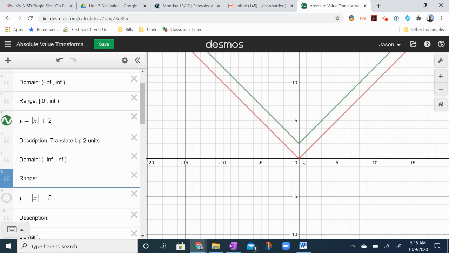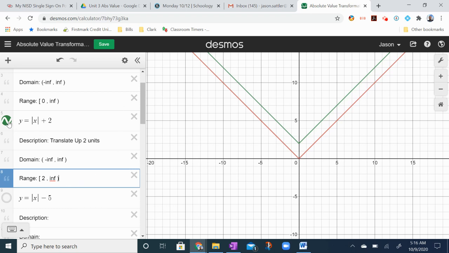All right, again, since it moved up 2, if you look at the range for the green graph here, it's now going to start at 2. So we're going to have to use the bracket, 2 all the way to infinity. All right, so there's the description. We translated up 2 units. We added a 2 to the parent function. The domain is infinite and didn't change, negative infinity to positive infinity, and the range is from 2 to infinity on the y-axis. Again, bottom to top, guys.